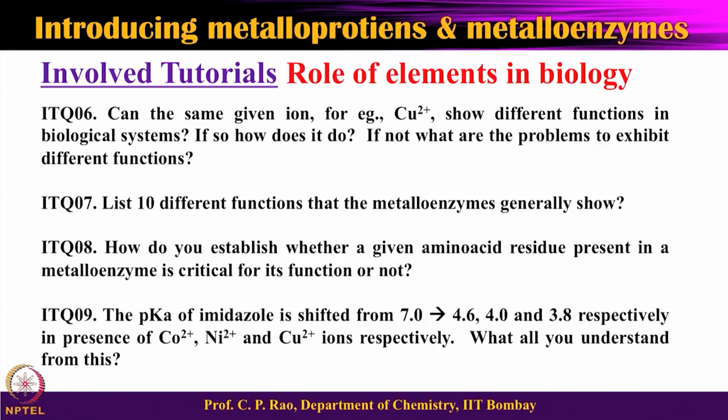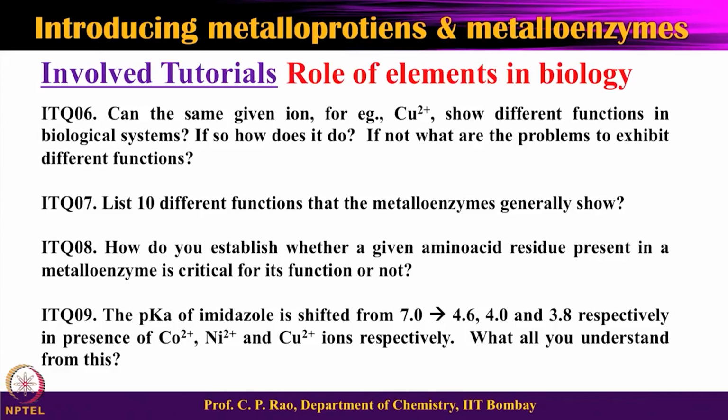Now, how do you establish whether a given amino acid residue present in the metal enzyme is critical for its function or not? How will you establish anything is critical or not? When somebody claims something is critical, you make an absence of that, you remove it. If that is not there and the function is still there, that means it is not required, not essential. On the other hand, if you remove it and the function is not happening, then it is obviously required.